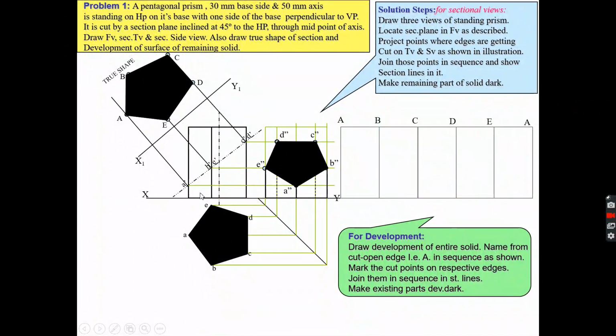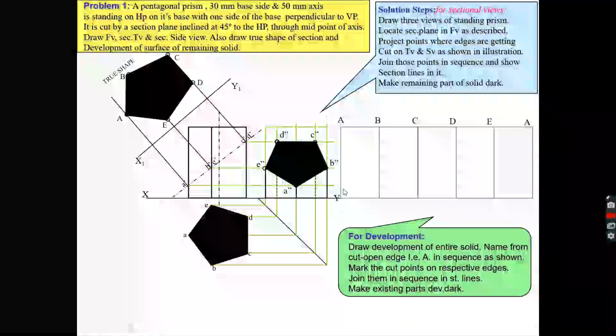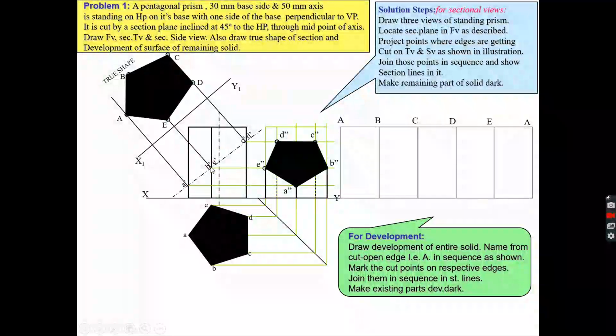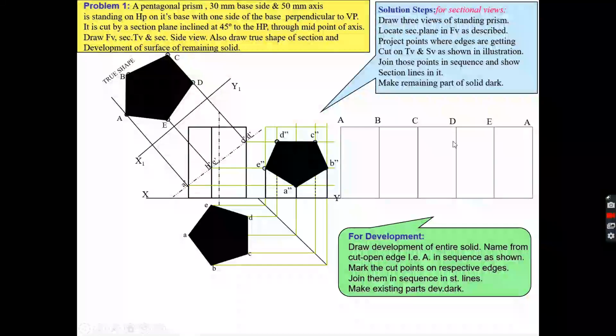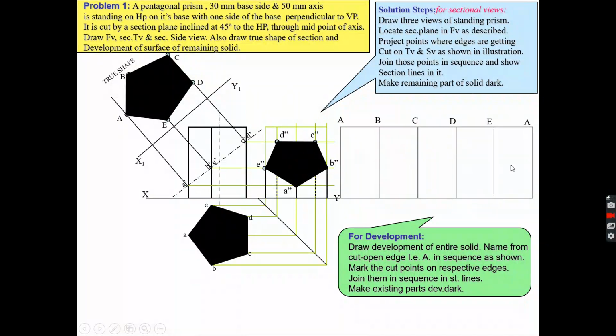Where will be the point A? You can measure this length and mark it here. Similarly, point B, you can measure it from here. Also, you can measure it from here and mark the point B. Similarly, point C, you can mark it here. Point D, you can mark it here. Point E, and point again A.